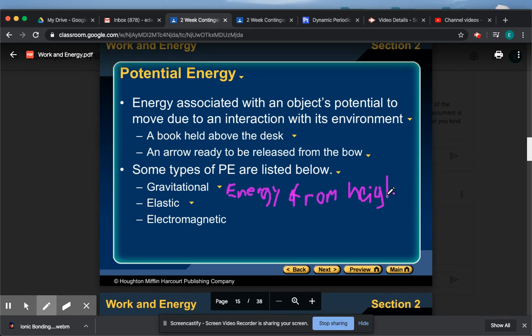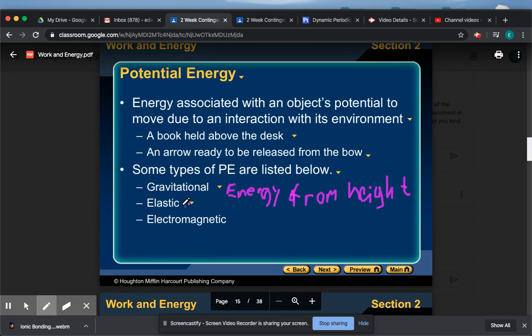Okay, that's what this is. So the book being held above the desk, you drop the book, it's going to fall down on its own and convert that gravitational potential energy into kinetic. So that's where that potential energy for the book is coming from. An arrow ready to be released from the bow. How do you shoot a bow and arrow? You have to pull back the string.